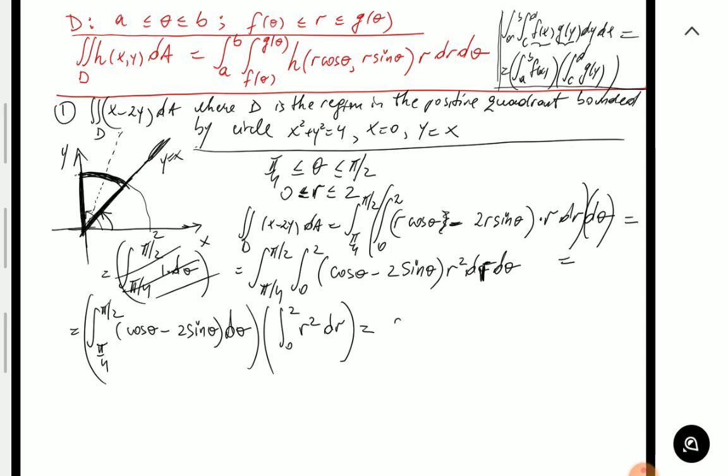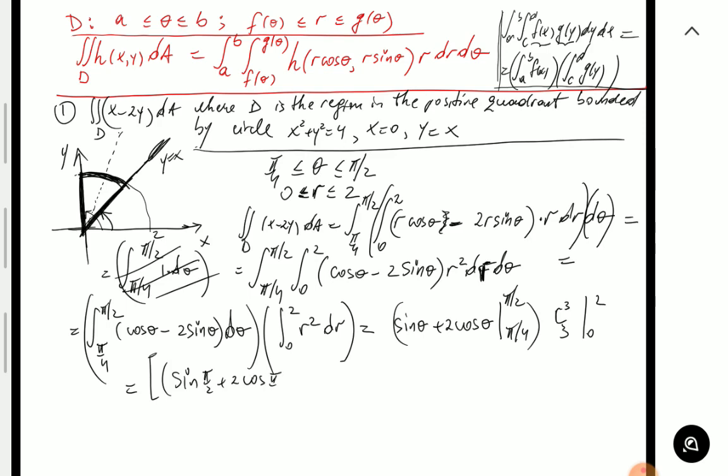All right, so the first antiderivative is sine of theta plus 2 cosine of theta between pi over 4 and pi over 2. And then the other one is r cubed over 3 between 0 and 2. So let's plug it in. Sine pi over 2 plus 2 cosine of pi over 2. And then we're going to plug in pi over 4, like so. And then for r cubed over 3, that's 8 over 3 minus 0.